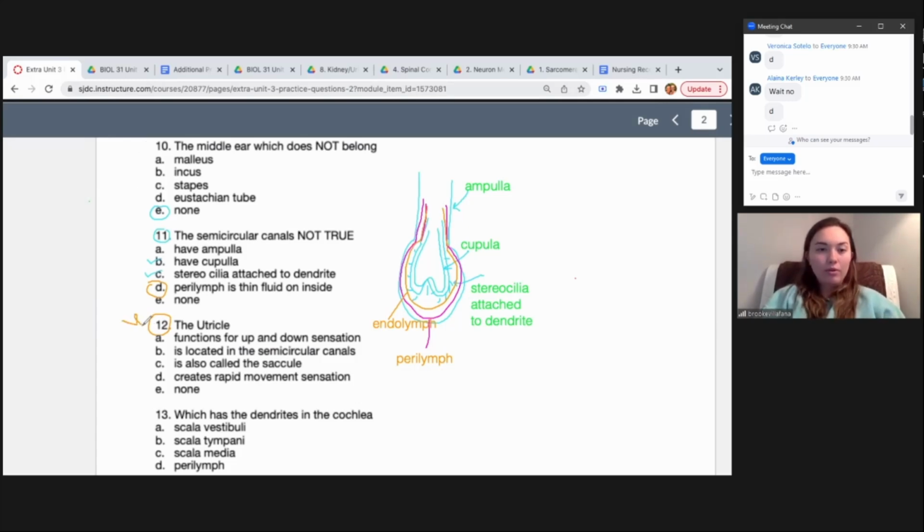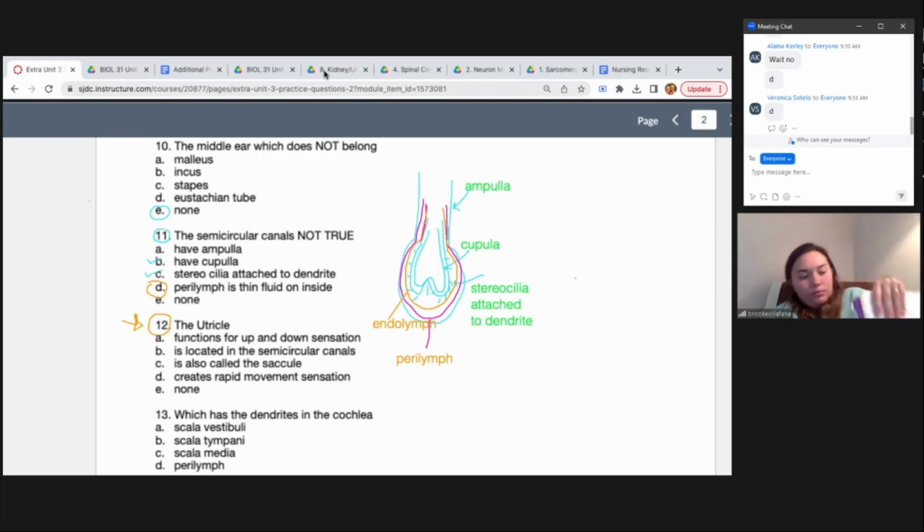Okay, question 12. The utricle, what does it do? What does the utricle do? This one's actually a little bit of a tricky one.